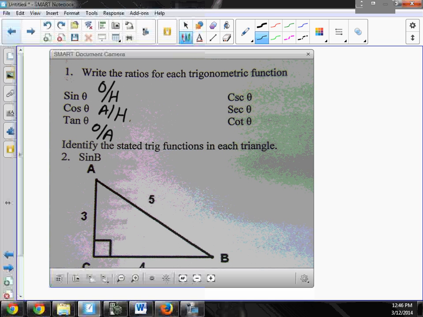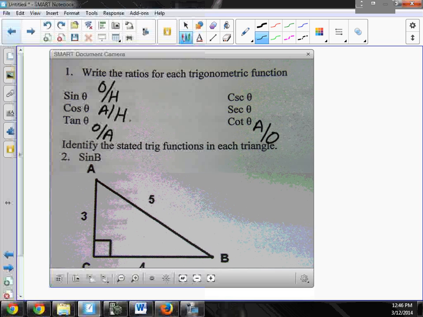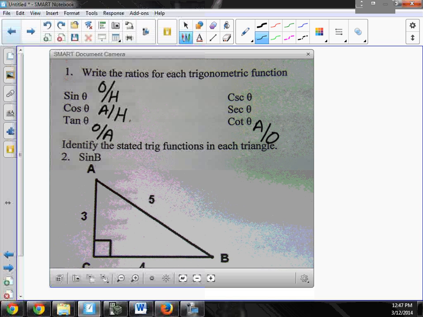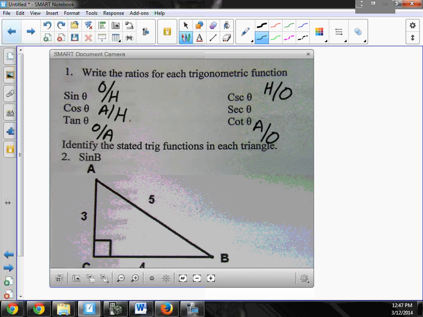And then the other 3, as long as you have them lined up correctly, you just need to know that they're reciprocals. Tangent and cotangent go together, so this is A over O. And it would make more sense if secant and sine were matched up and cosine and cosecant, but that's not the case. Sine matches with cosecant, so cosecant is H over O, and cosine matches with secant, so it's H over A.